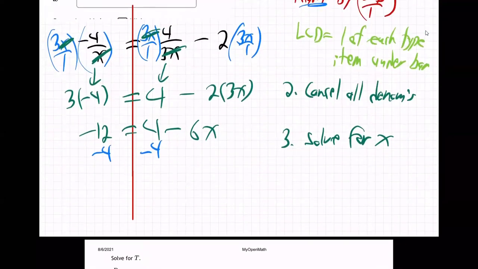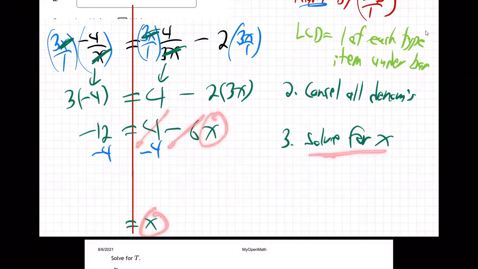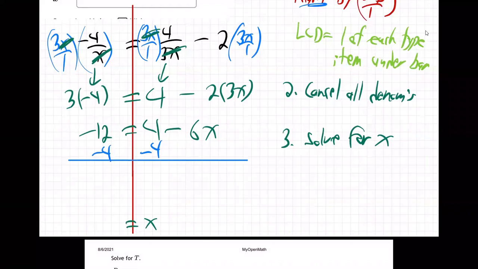X is here, and x is yelling out, I want to be alone. Get rid of all this stuff so I can be alone. This x over here on the right side, saying, I want to be alone. Get rid of this 4. Get rid of this -6 so that I can be alone. That's what solve for x means, get x alone. So subtract 4 from both sides, like so.